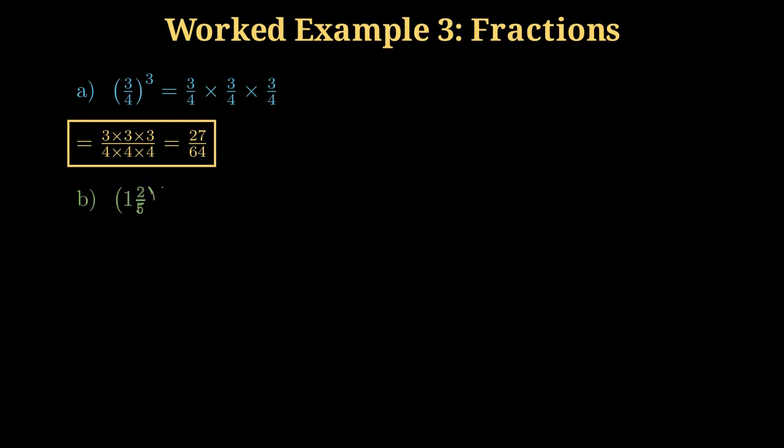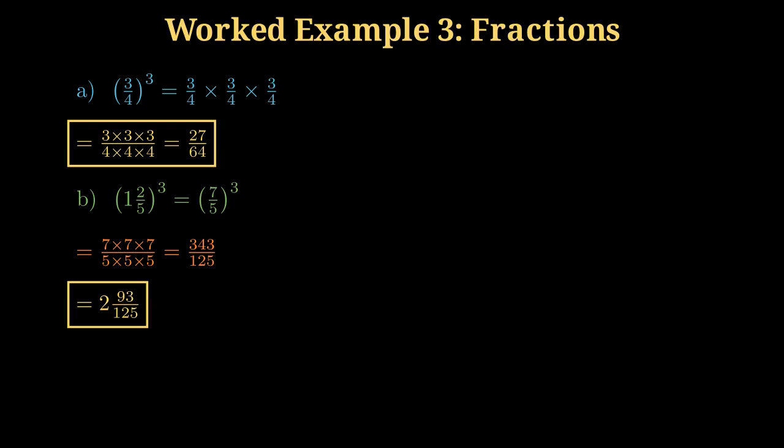B. A mixed number must become an improper fraction first, 1 2/5. 5 times 1 plus 2 is 7, so 7/5. Now cube top and bottom. 7 cubed is 343. 5 cubed is 125. Convert back. 125 goes into 343 twice, remainder 93. 2 and 93 over 125. The one mistake to avoid: never cube the whole number part and the fraction part separately. Always convert to an improper fraction first.